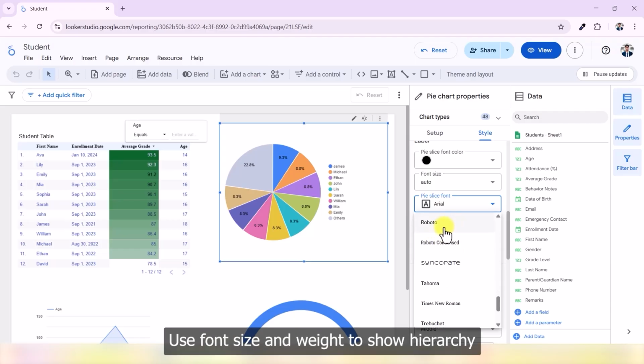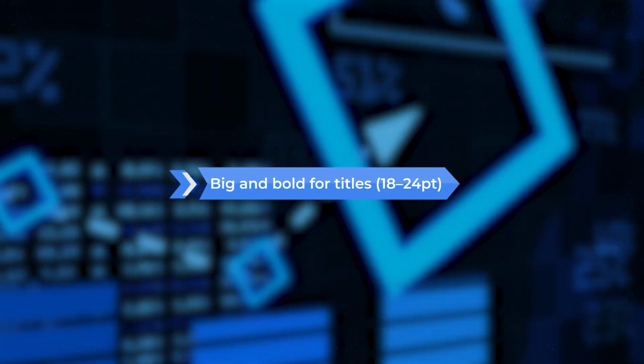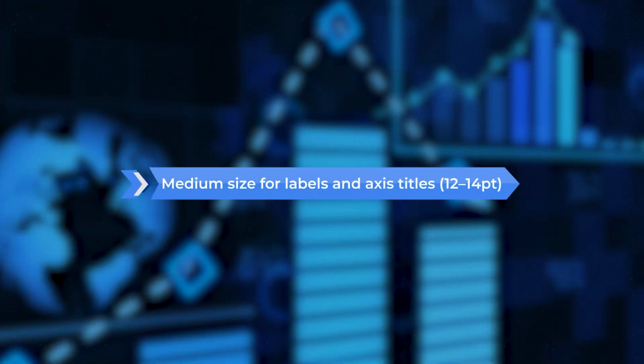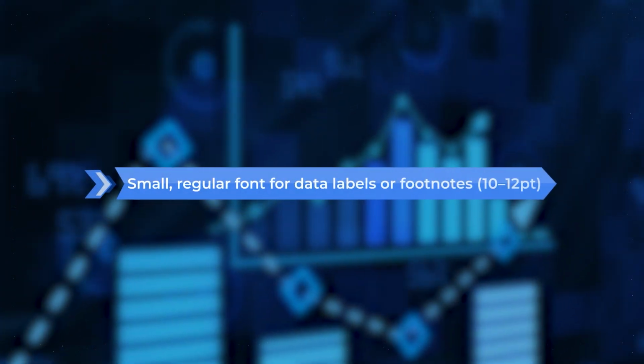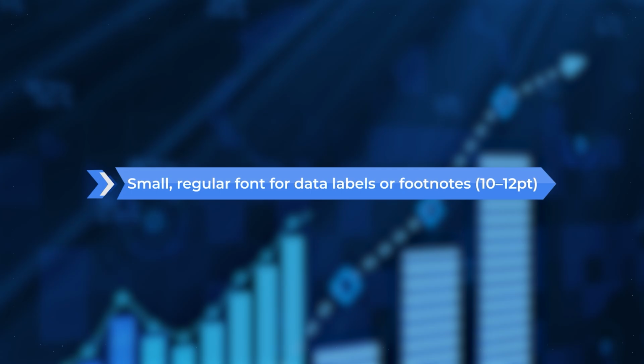Use font size and weight to show hierarchy. Big and bold for titles, 18 to 24 points. Medium size for labels and axis titles, 12 to 14 points. Small, regular font for data labels or footnotes, 10 to 12 points.